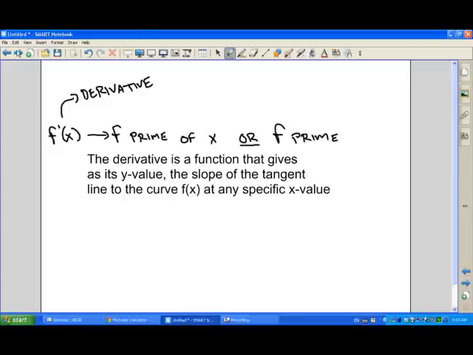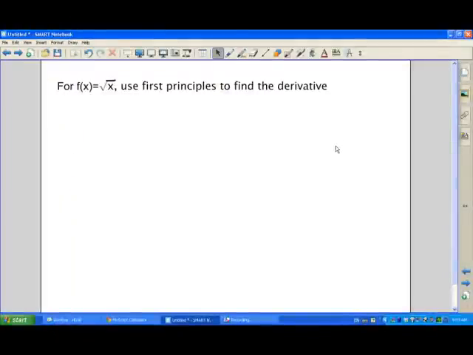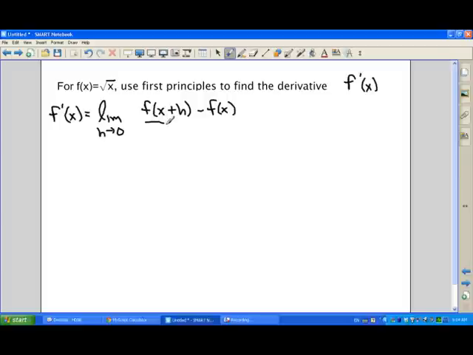So let's look at an example of this. For the equation f of x equals the square root of x, let's use first principles to find the derivative. And when we're finding the derivative, we're finding that function f primed of x. So f prime of x equals the limit as h approaches 0 of f of x plus h minus f of x all over h. We know f of x is the square root of x, so we can sub some things in here. The limit as h approaches 0 of the square root of x plus h minus the square root of x all over h.